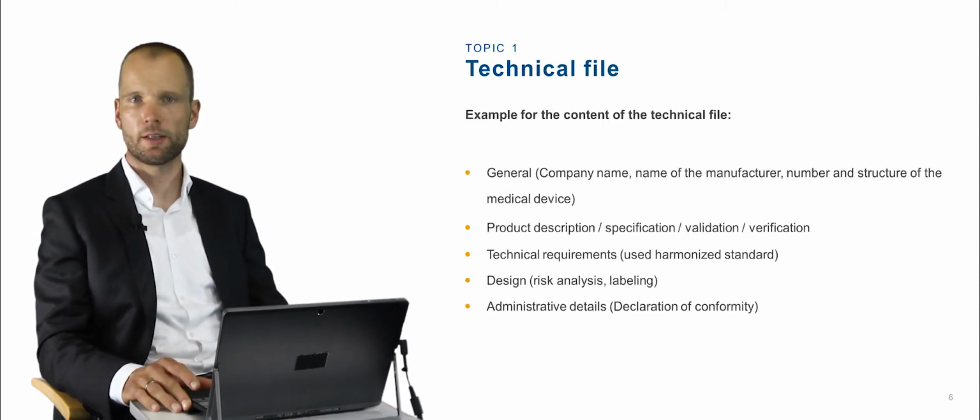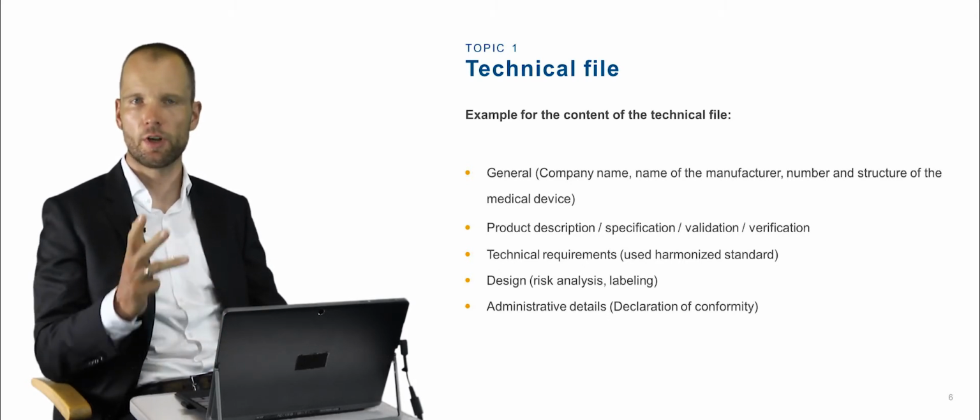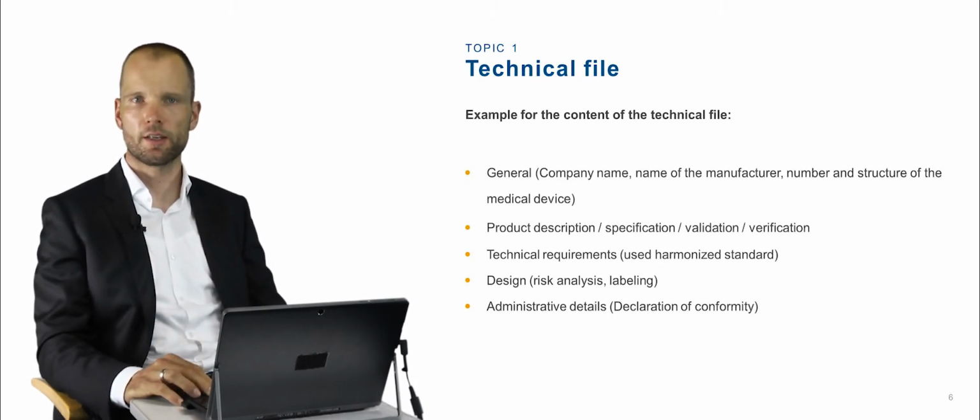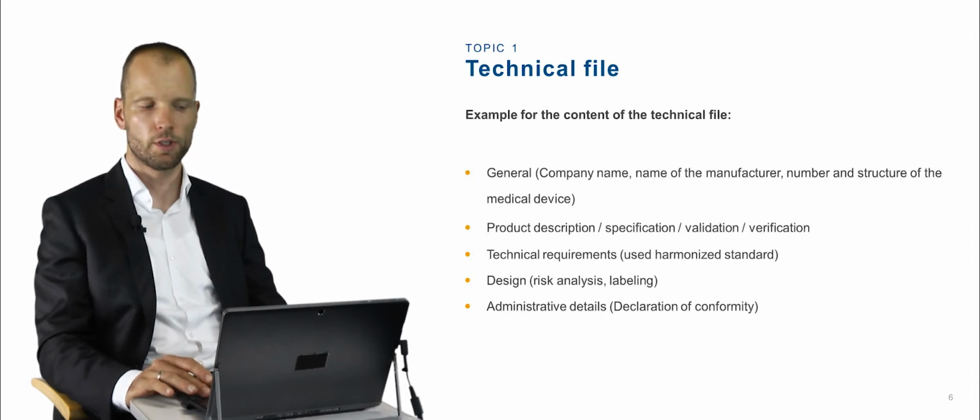What should the technical file contain? Generally, it needs to include the company name, the name of the manufacturer, the number and structure of the medical devices. It should also include the product description, specification, validation and verification, as well as the technical requirements and the design, which includes the risk analysis. And lastly, also administrative details, for example, the declaration of conformity.